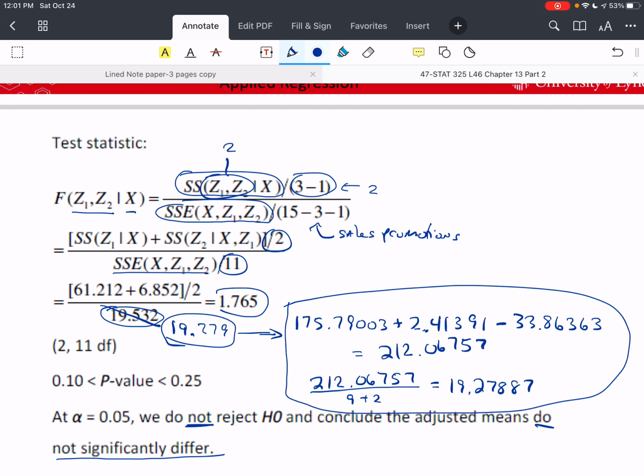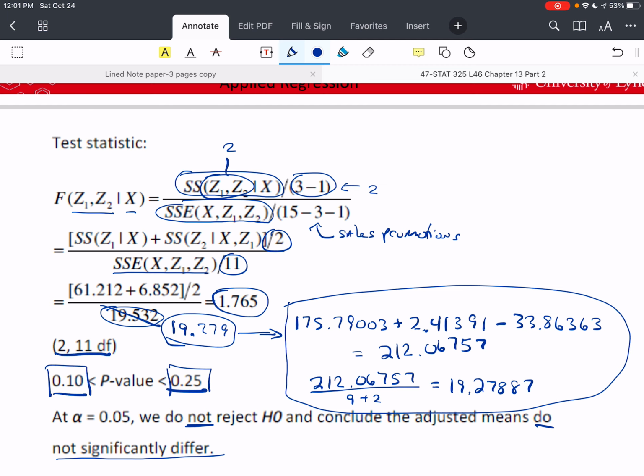And so we get an F value of 1.765 with 2 and 11 degrees of freedom. We find, by using our F table, that the p-value is between 0.10 and 0.25. It's a good idea for you to look these up. Look up this 1.765 and look up in the table with 0.1 in the upper tail and 0.25 in the upper tail and see that this value falls between those two F values.